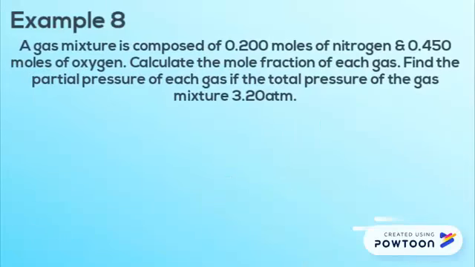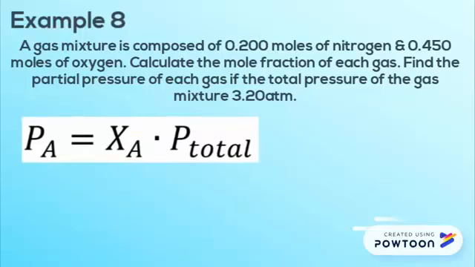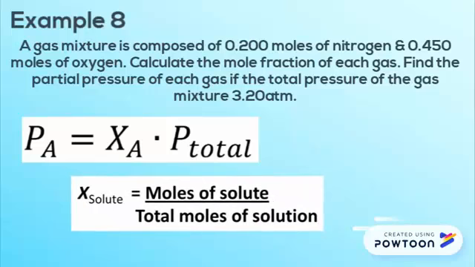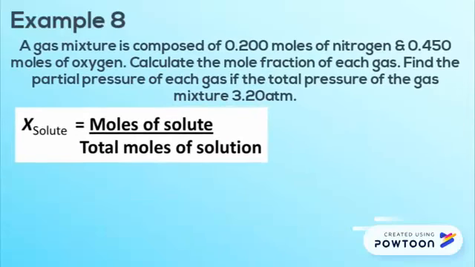For example number 8, we are asked to find the partial pressure of each of the gases in our mixture. We need to find the partial pressure of nitrogen and the partial pressure of oxygen. We will be using the second equation from Dalton and then also our mole fraction equation from our last section. Let's first figure out the mole fractions for both nitrogen and oxygen. We're going to take their moles divided by the total moles.